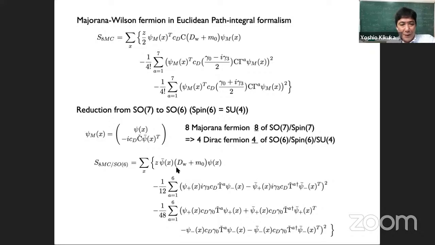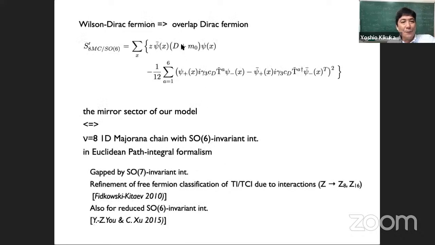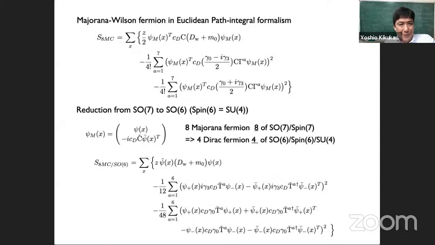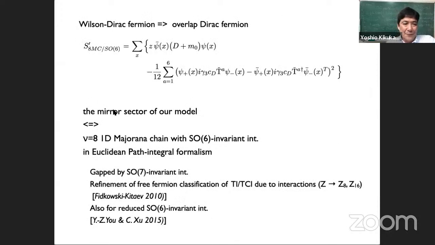Now I try to improve the chiral property of the lattice fermion by simply replacing this Wilson fermion Dirac operator with the overlap fermion. The definition of the chiral component is based on the Ginsparg-Wilson relation. So this is the fermion system. And this is nothing but the mirror fermion sector of our previous mirror fermion models. So this is the way our model is related to the Kitaev Majorana chain, the nu equals 8, SO(7) symmetry case. So the mirror sector of our model is related, in this manner, to the eight-flavor 1D Majorana chain with SO(6) invariant interaction, and it is formulated in the Euclidean path integral formulation.